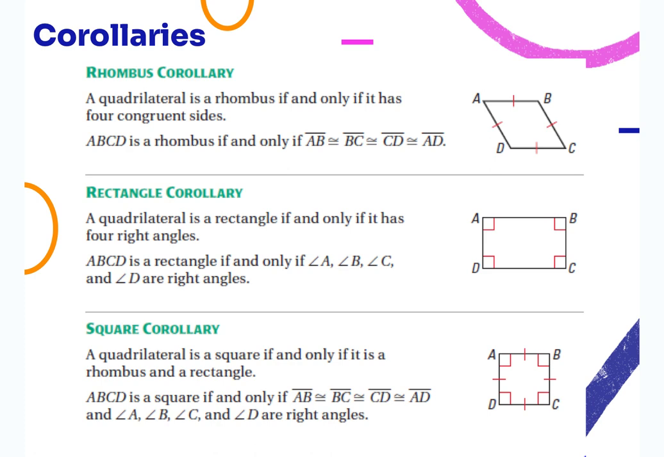The rhombus corollary, so this is just properties of rhombus. You don't need to know that it's called the rhombus corollary, but it basically says a quadrilateral is a rhombus if and only if it has 4 congruent sides, which is just what we said about the definition. A rectangle is a rectangle if and only if it has 4 right angles. And a square is a square if and only if it is a rhombus and a rectangle. So again, the square has all the properties of the rhombus and all the properties of the rectangle.